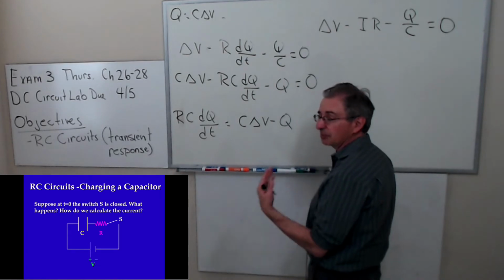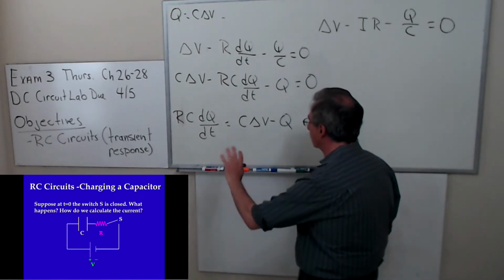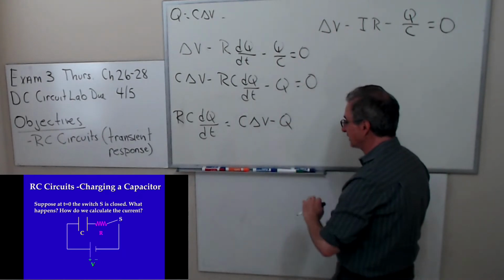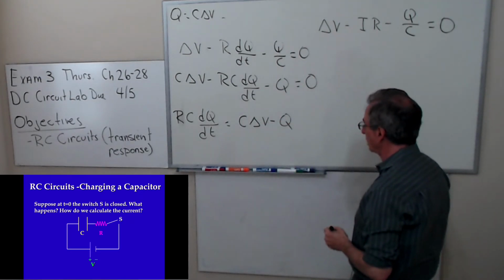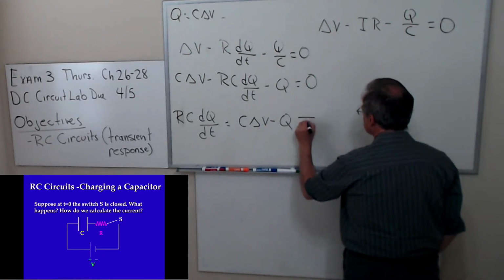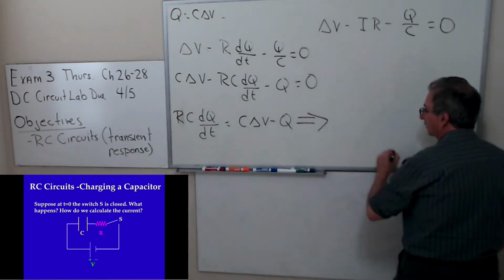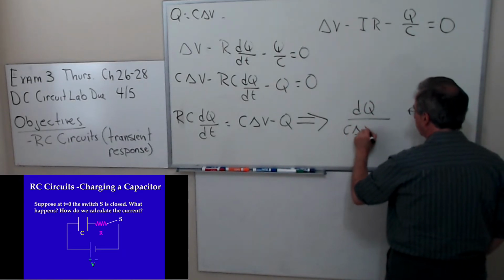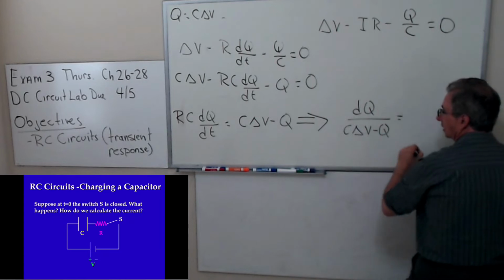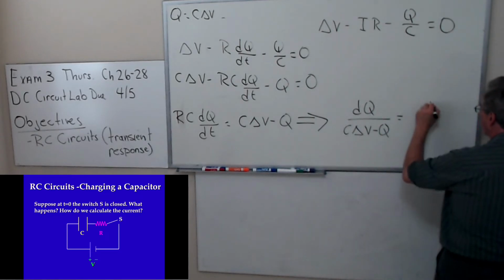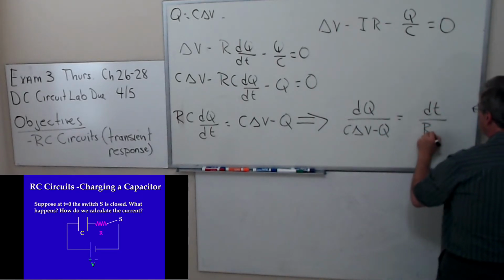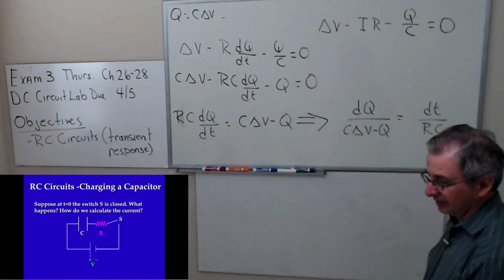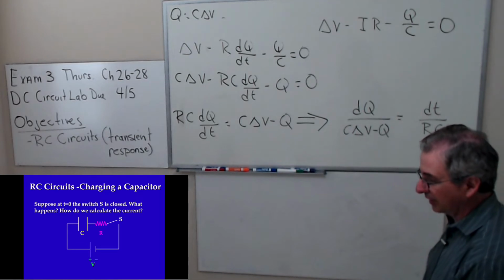It's called a separable differential equation, because I can put all the q's on one side of the equation and all the dt's on the other side. And that's what I'm going to do. So I'm going to say, okay, dq over (C delta V minus q) equals dt over RC. We okay with that?